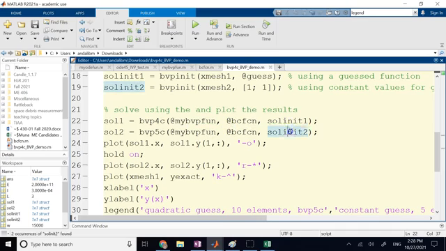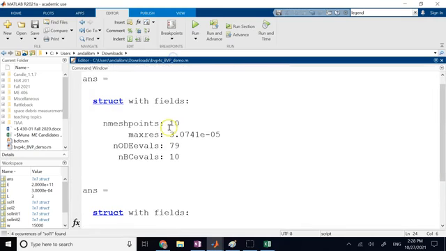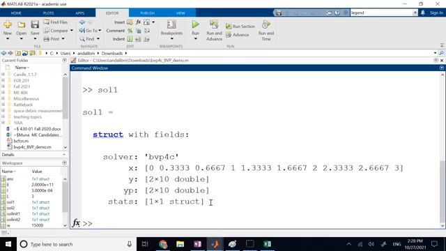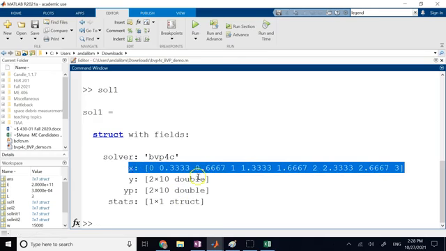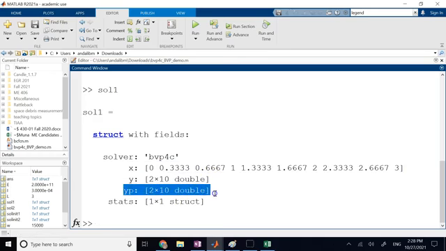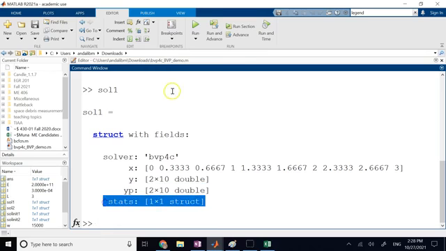The only thing I pass to them is different meshes, different initial conditions. And I got something called a solution out of these solvers. Now this solution is a structure. If you look at solution 1, it is a structure. It has some x values, which are your nodes. It has some y values, which are the solutions. It has some y prime values. And it has some stats. Okay, so it's a structure.